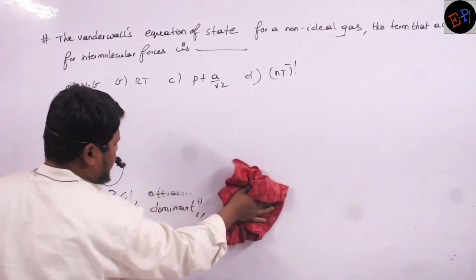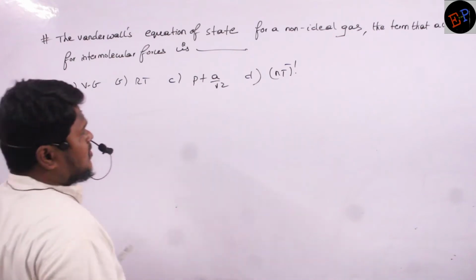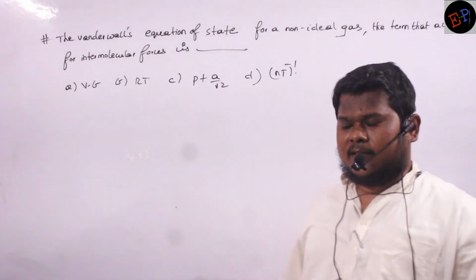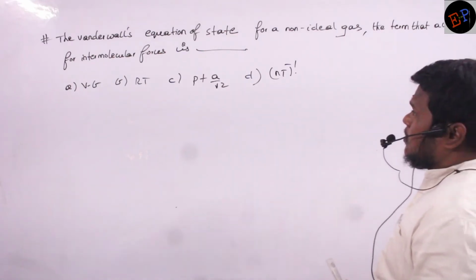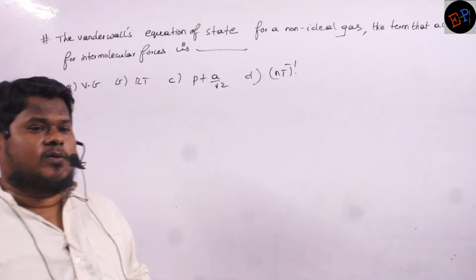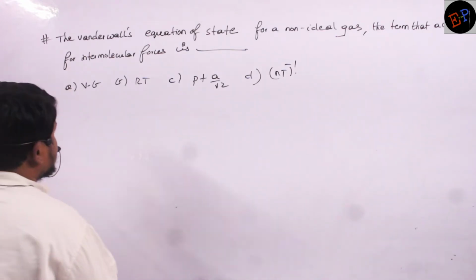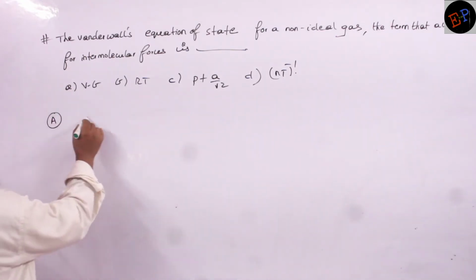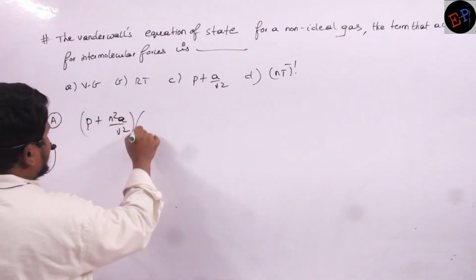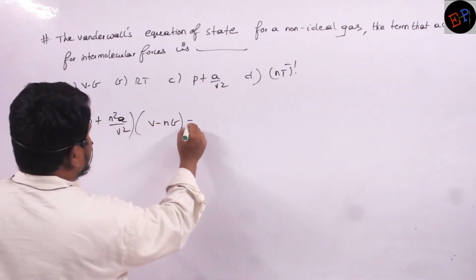So this is the next question which is given. The van der Waals equation of state for a non-ideal gas, which means a real gas. Non-ideal gas is nothing but real gas. The term that accounts for intermolecular forces is dash. So the van der Waals equation is: (P + n²a/V²)(V − nb) = nRT.